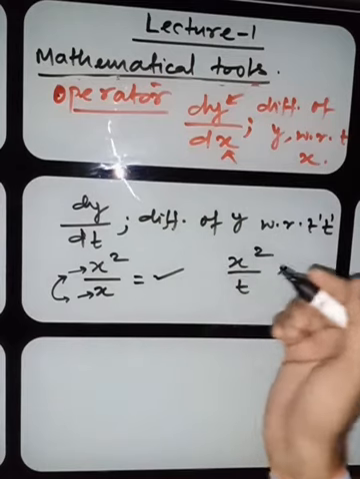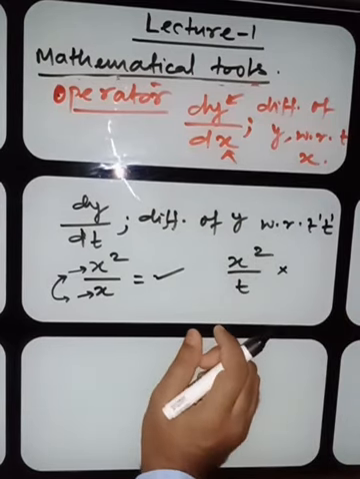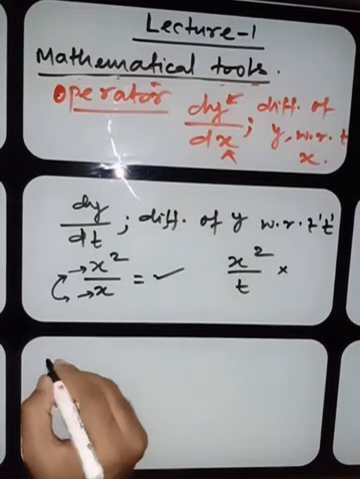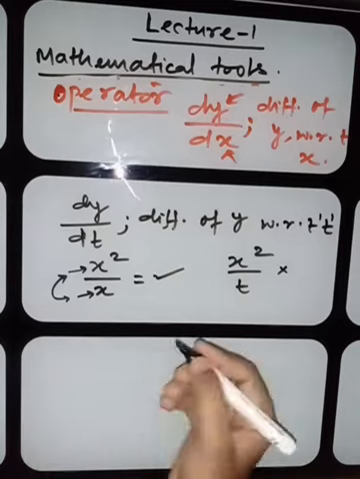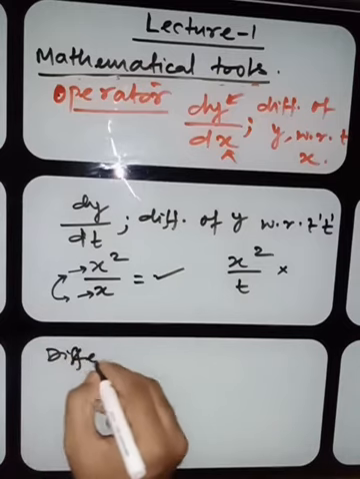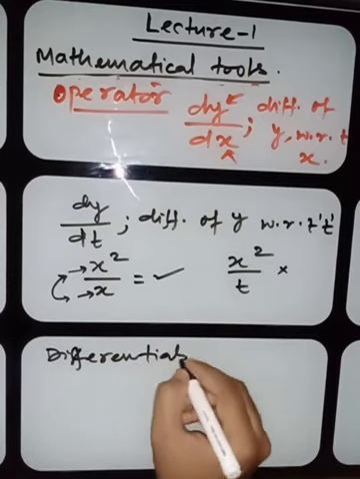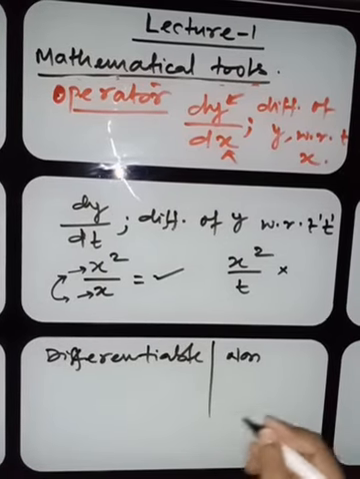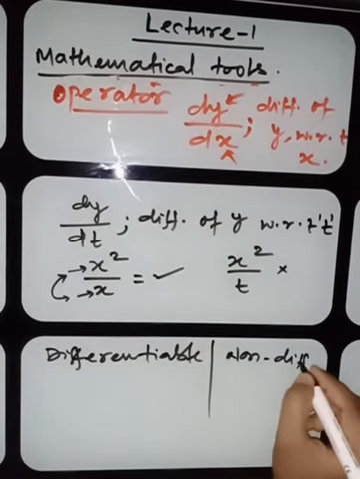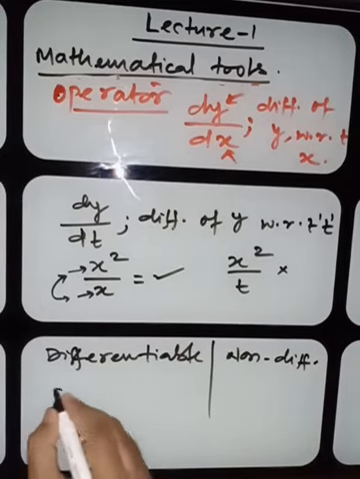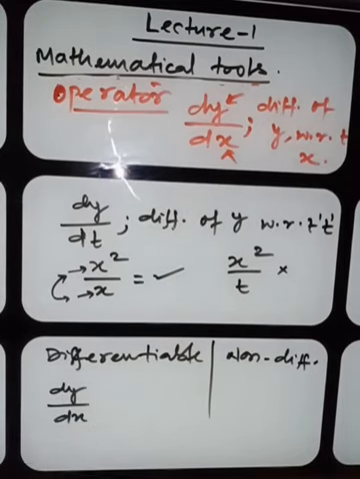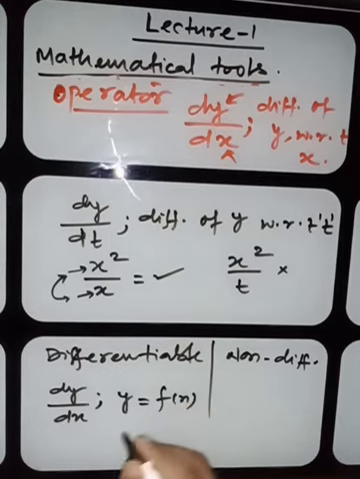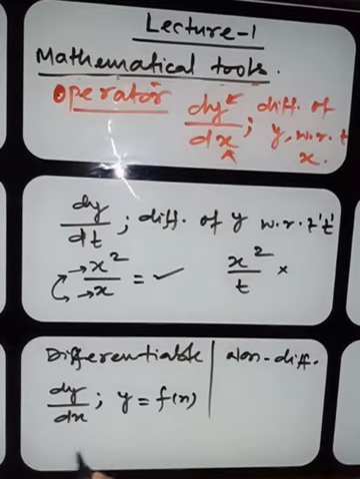Okay, now another question comes to our mind: which function can be differentiated and which cannot? So here I am explaining differentiable and non-differentiable. If dy by dx is written, and y is a function of x, then only it is differentiable. Remember, what does it mean?